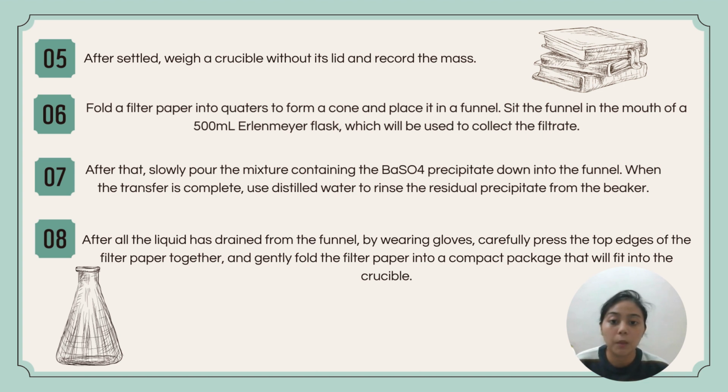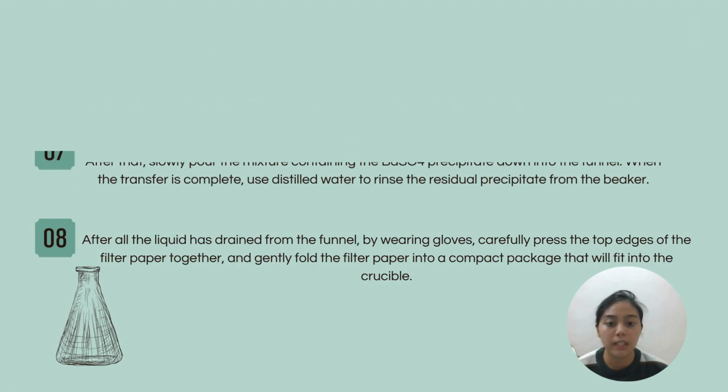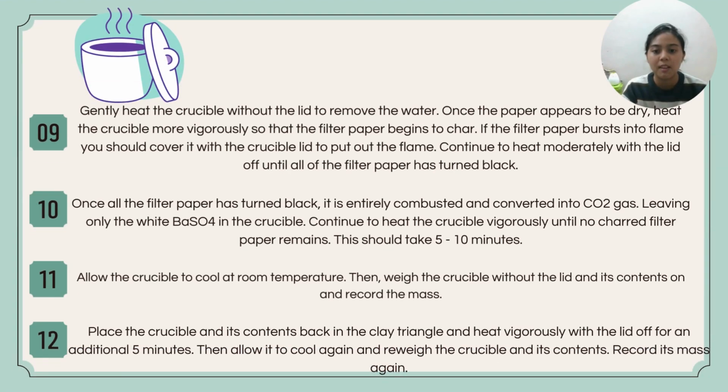When the transfer is complete, use distilled water to rinse the residual precipitate from the beaker. After all the liquid has drained from the funnel, wearing gloves, carefully press the top edges of the filter paper together and gently fold the paper into a compact package that will fit into the crucible. In step number 9, gently heat the crucible without the lid to remove the water.